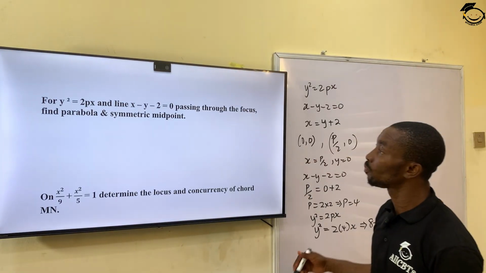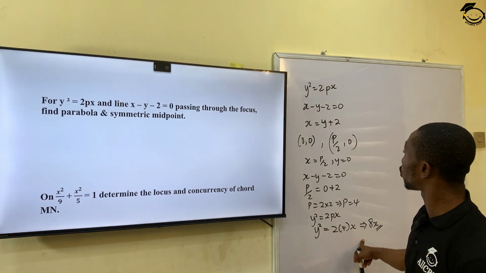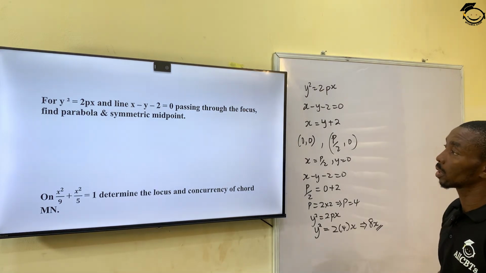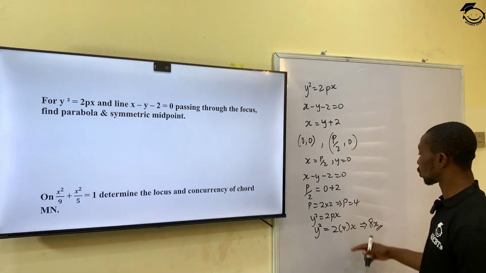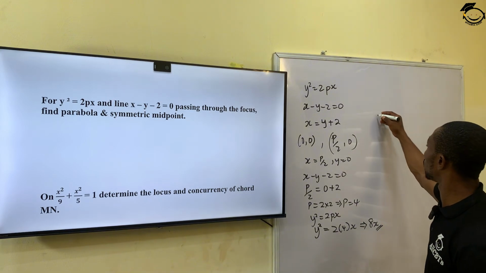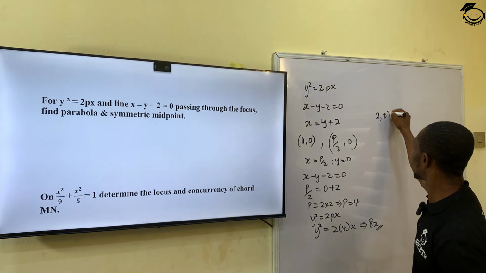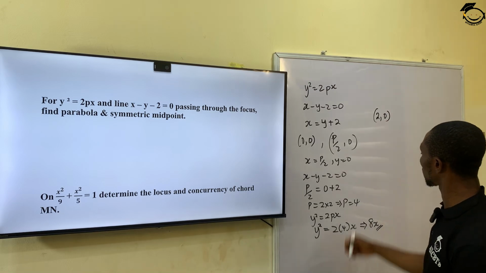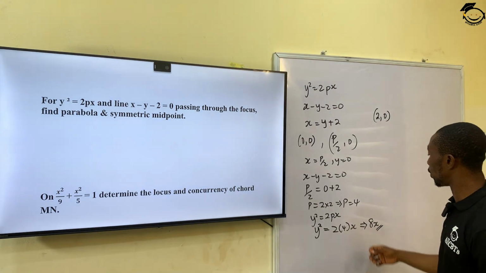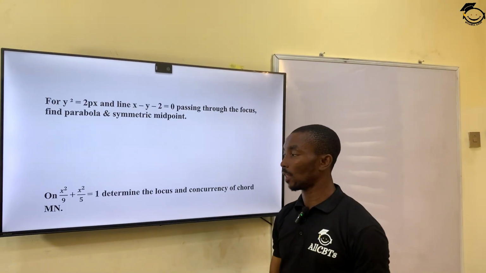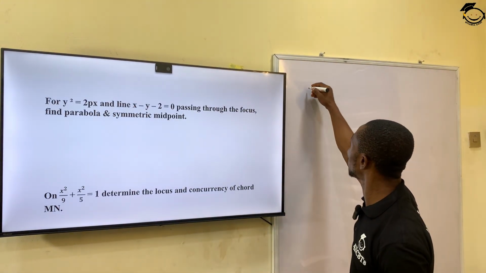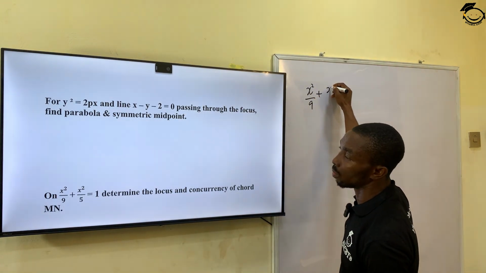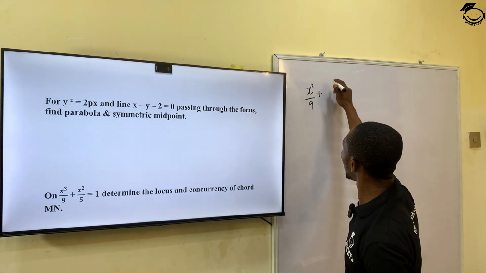Now, since the focus of our equation is on the line, our symmetric midpoint would also be our focus, which is 2 and 0. So the focus of the equation is x equals 2 when y is 0, while the parabola is y squared equals 8x.